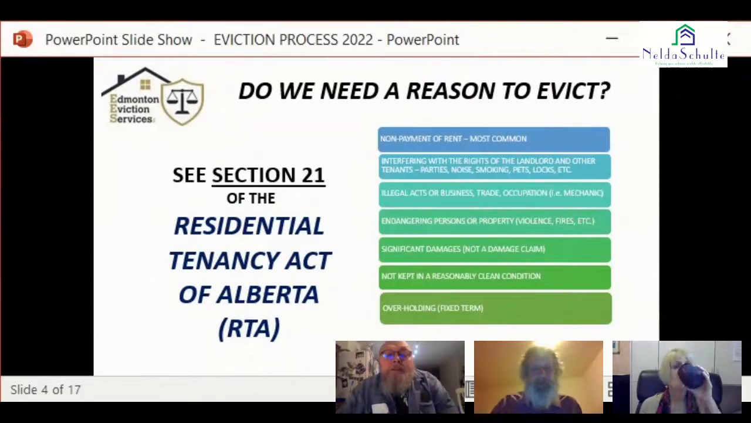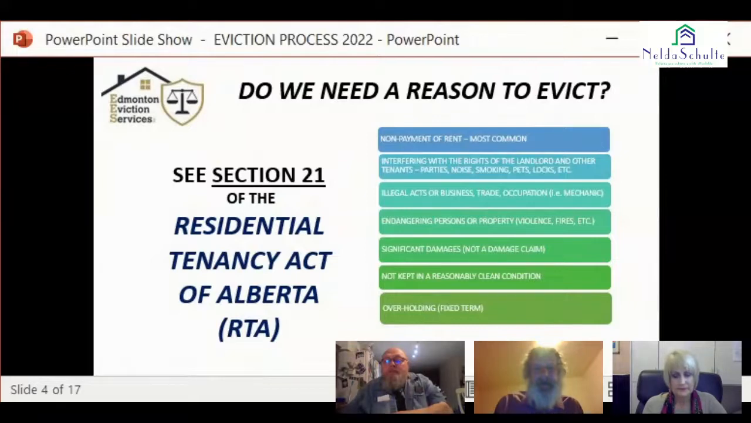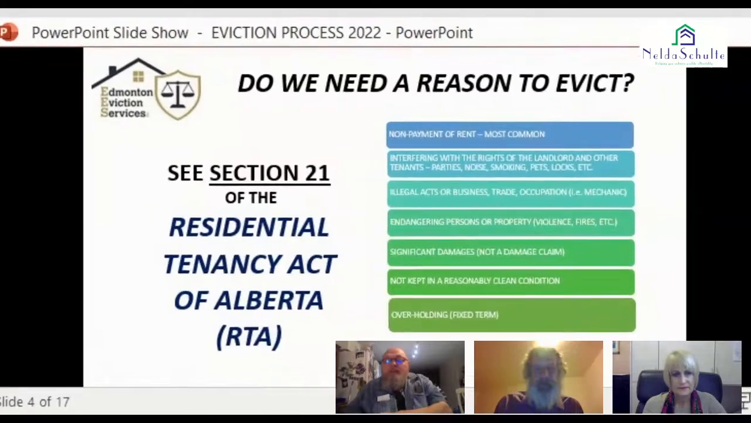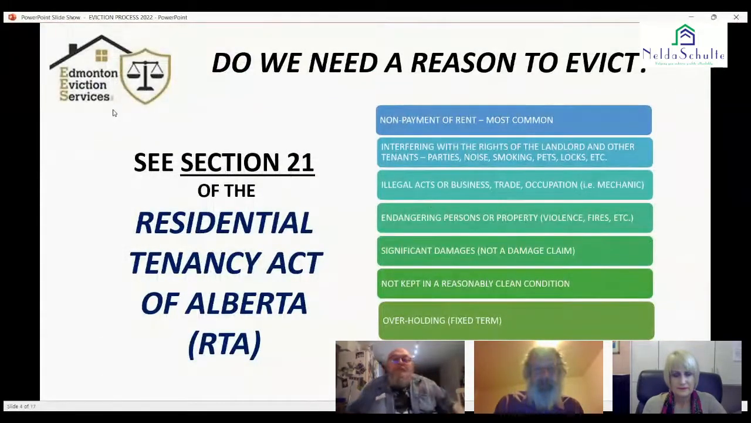The most common one is non-payment of rent. That's our biggest culprit. Sometimes there are other things that go with that. There may be some interference, or maybe they don't keep the place in a reasonably clean condition. All of this falls under Section 21 of the Residential Tenancy Act, or RTA. So the first one is non-payment of rent, then there's that group in the middle of various items that are breaches, and the last one is overholding. That's on a fixed term: when you have a fixed term lease and the tenant decides they don't want to leave. They like it there too much, and you don't want them anymore for whatever reason, and they don't want to leave.